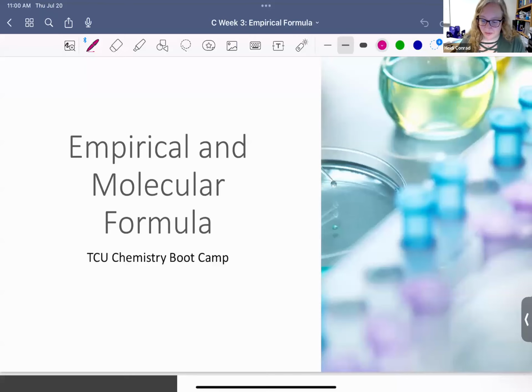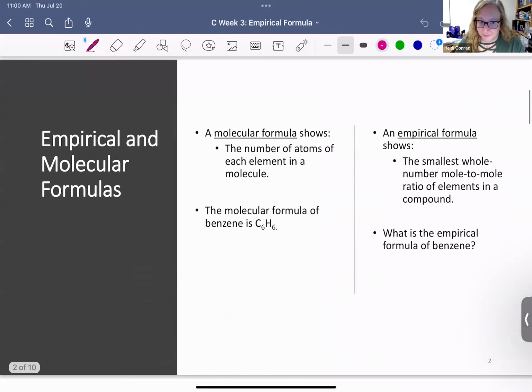So empirical molecular formula, what do I mean by these things? Empirical formula and molecular formula are really important in chemistry because oftentimes we're trying to identify an unknown. Like, what do we have? What is this substance? And one way we can do it is we can actually analyze a sample to figure out what it's composed of. And then from there, we can figure out its actual formula.